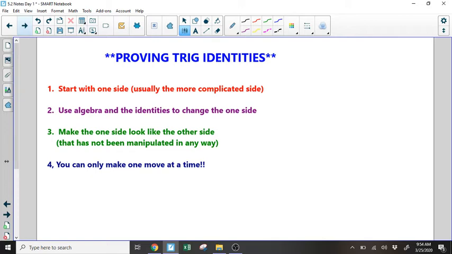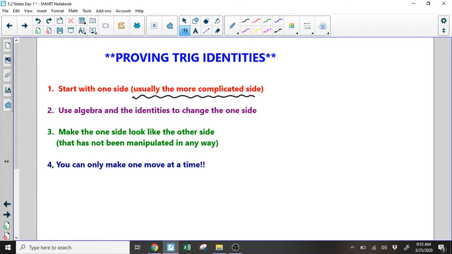How do we pick the side? Usually it will be the more complicated side as you look at two sides of the equation. Sometimes that's not going to be obvious. That's what practice is going to help us figure out. And sometimes we're going to pick the wrong side, so we'll have to use trial and error. Sometimes you'll get into a problem and see it's not going anywhere, and you'll start over with the other side.